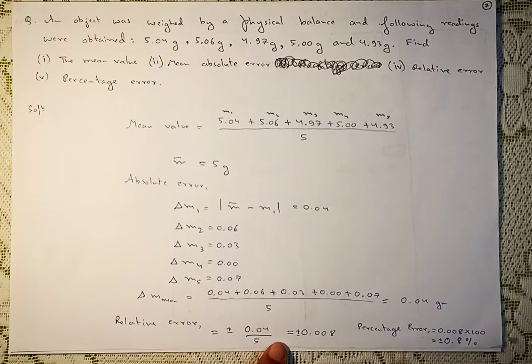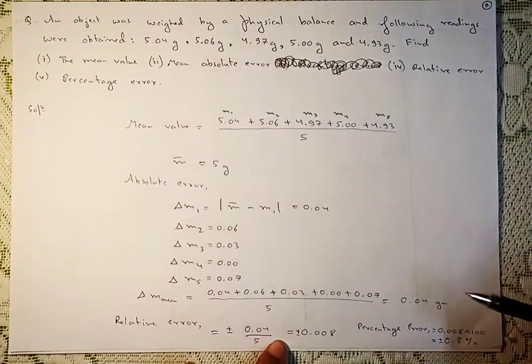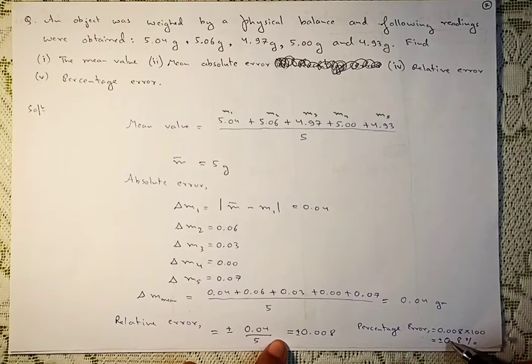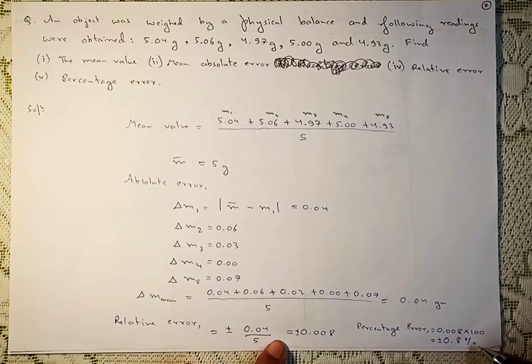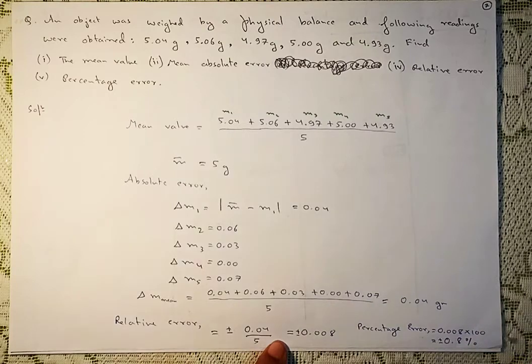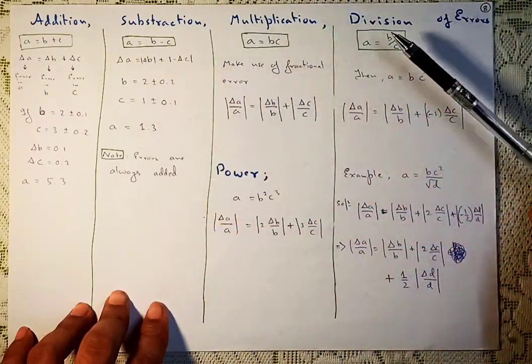Percentage error is relative error into 100. Therefore, the error in the measurement of the mass of that particular object is found to be 0.8%. Now, with respect to errors, we have addition, subtraction, multiplication and also division.